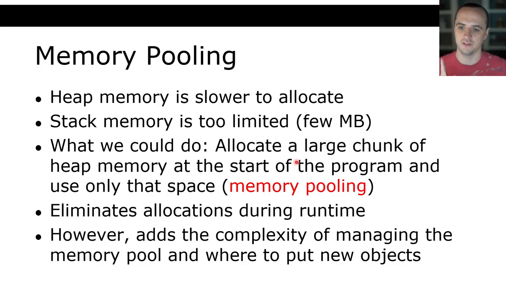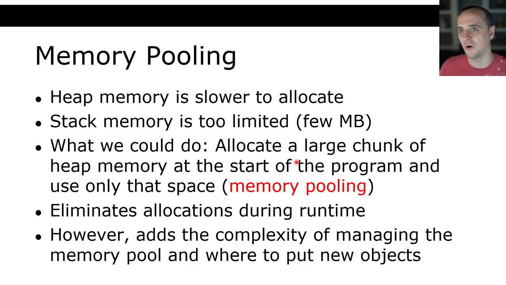However, this does add to the complexity of managing the memory pool and where we put new objects, right? So before, we were just saying, hey, alloc, like malloc, give me some new memory. Or actually, shared pointer was doing that for us, right? So shared pointer entity would go out, find memory for us, allocate the entity there, and then give us a pointer to that. Now that was easy to use, but it was slow, right?